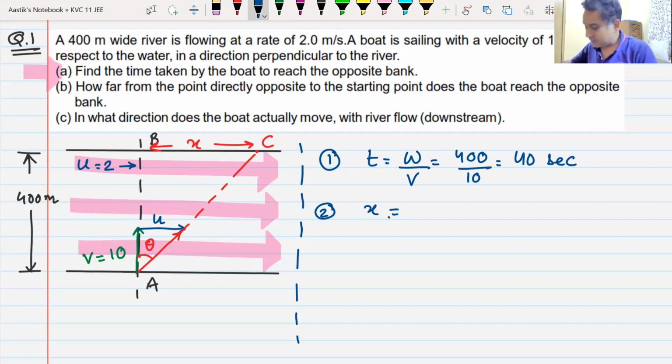There are different ways of doing it. I will just apply u into t. So I will get 80 meters. So we'll end up at 80 meters. Anyone got the third one?